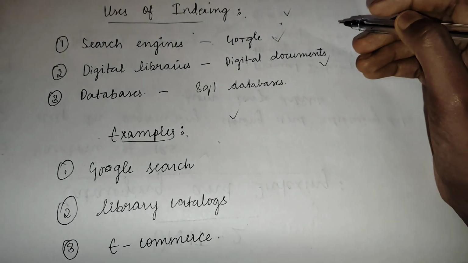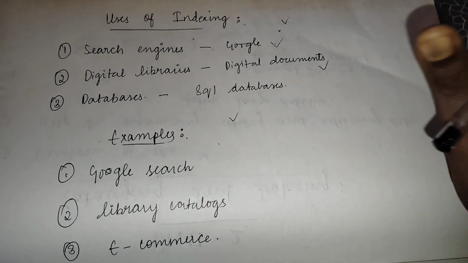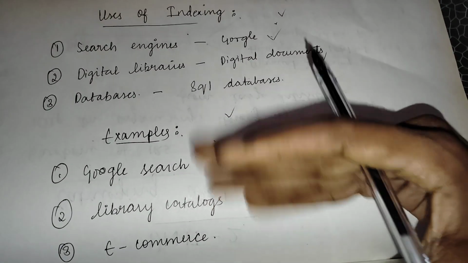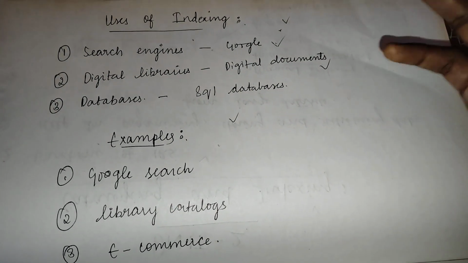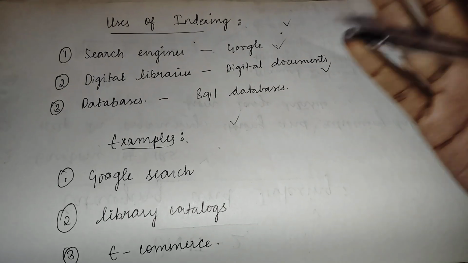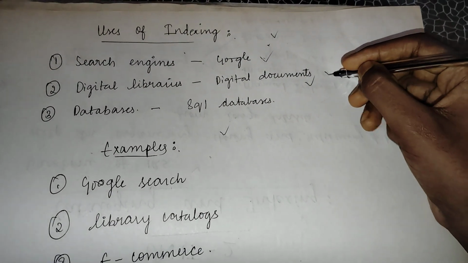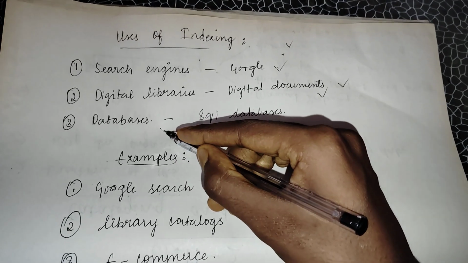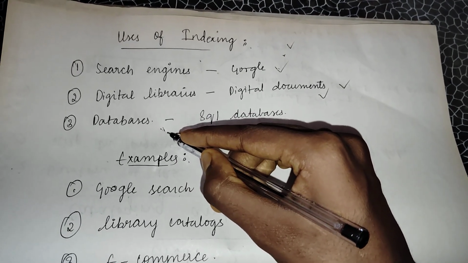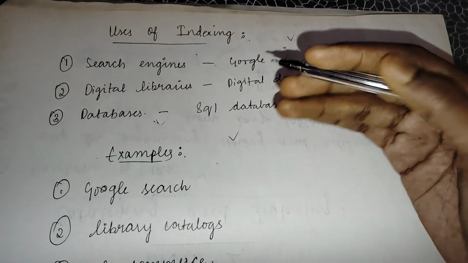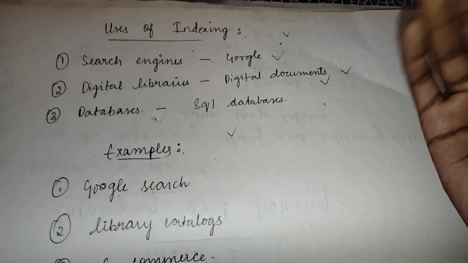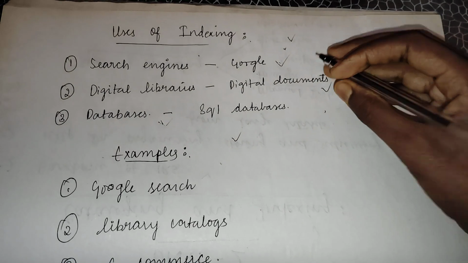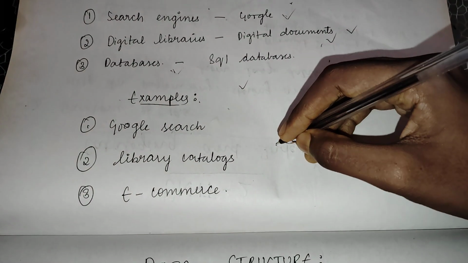Second one is digital libraries. Indexing helps in organizing these vast collections of digital documents. Suppose you have a lot of books, how can you find them? In digital libraries, you can just type the name and you'll get it, right? So you can take digital documents as an example. The third usage of indexing is databases. The main example you can take is SQL, where indexing speeds up the retrieval of data.